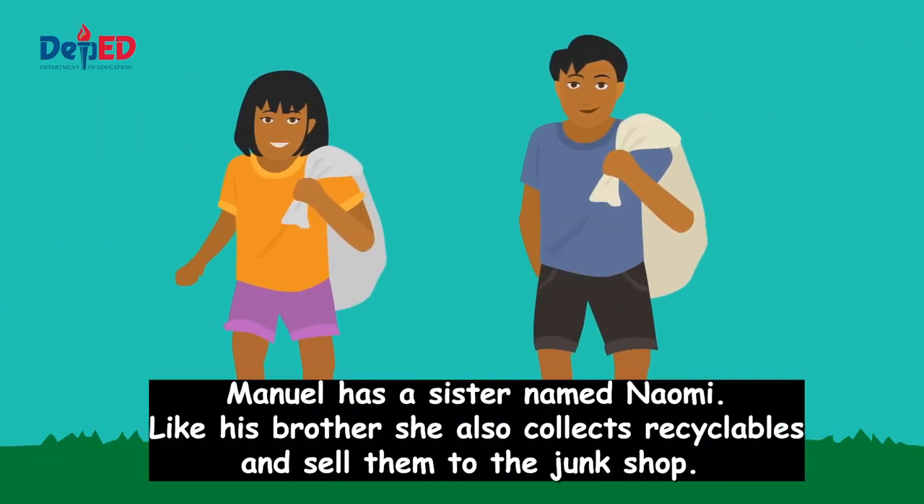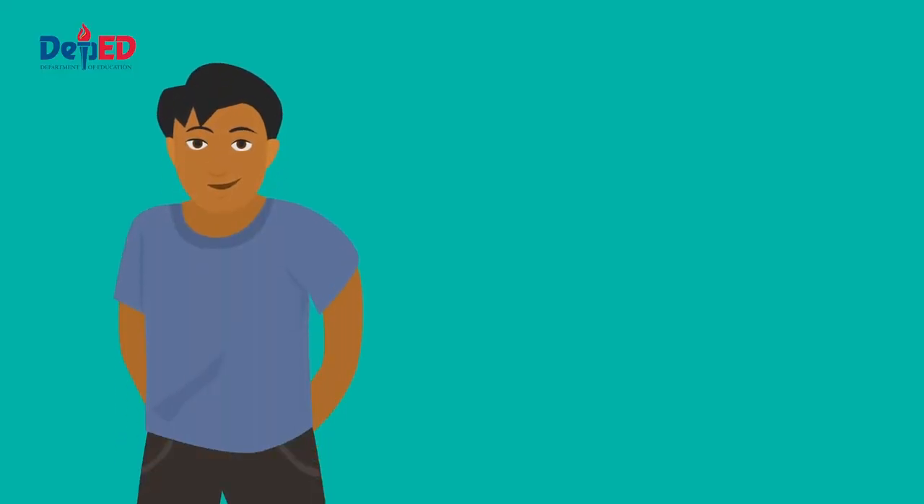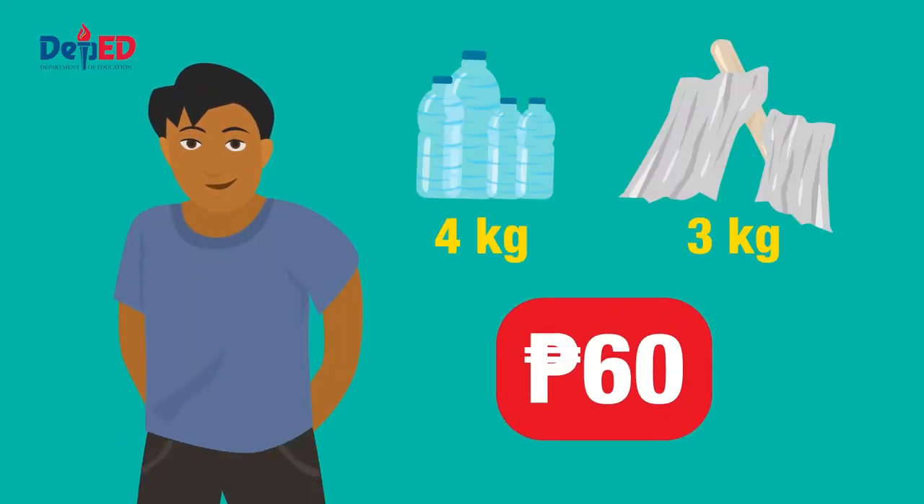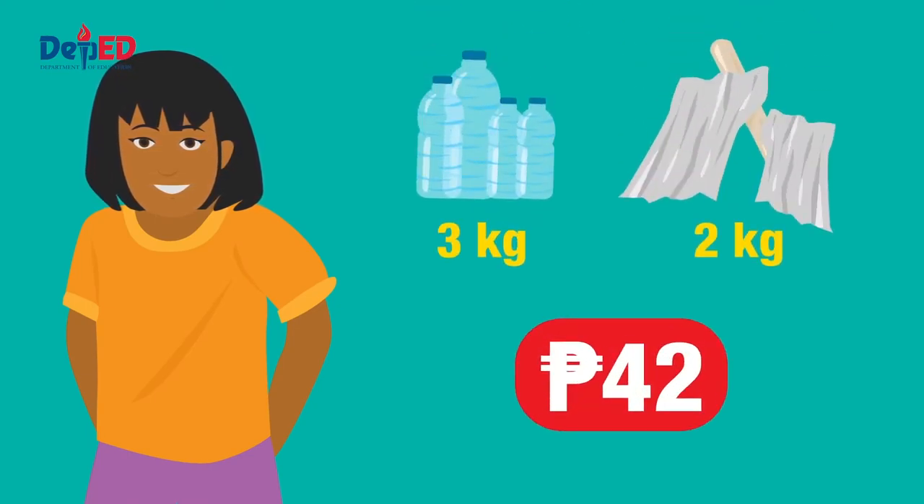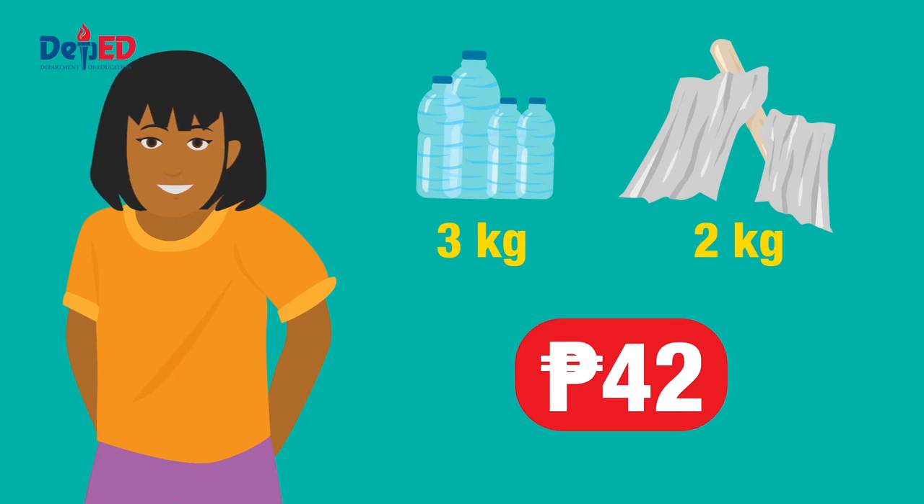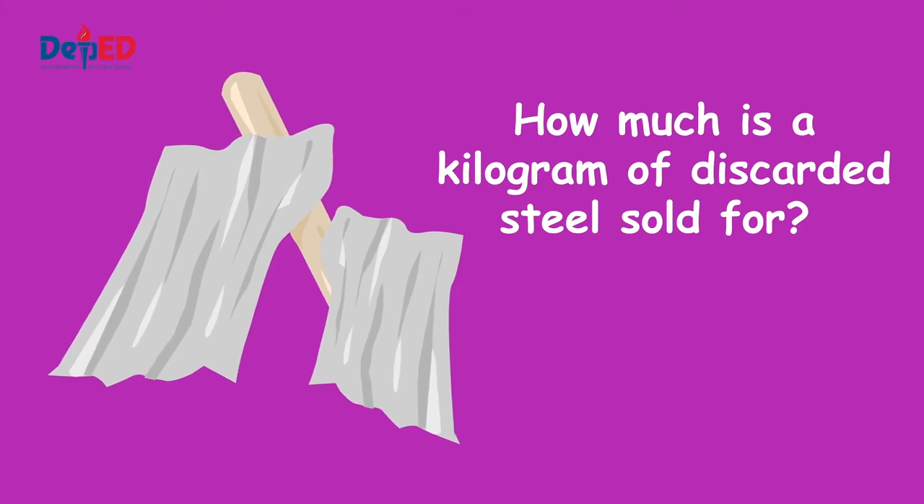Now, try this. Manuel has a sister named Naomi. Like her brother, she also collects recyclables and sells them to the junk shop. One day, they sold plastic bottles and discarded steel. Manuel earned 60 pesos for 4 kilograms of plastic bottles and 3 kilograms of steel, while Naomi sold 3 kilograms of plastic bottles and 2 kilograms of steel for 42 pesos. How much is a kilogram of discarded steel sold for?